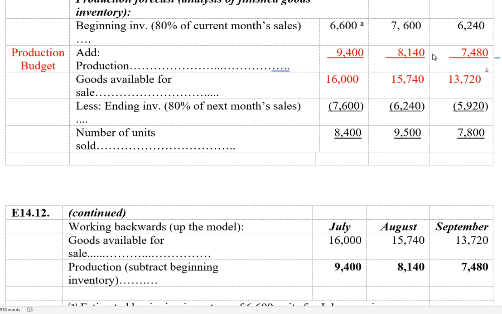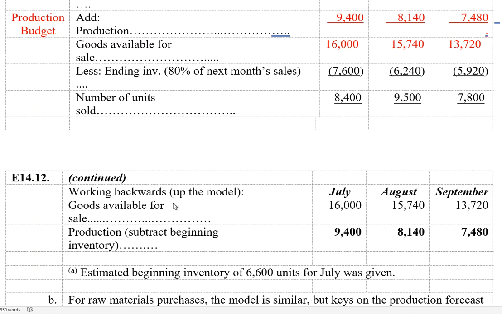Now, these calculations are kind of laid out for you right here, working backwards up the model. This 8,400 plus this 7,600 was 16,000, and then of course the production was subtracting the beginning inventory, which was 9,400. So it details what I just described in these 3 months of goods available for sale and the production that we are going to make for that particular month.